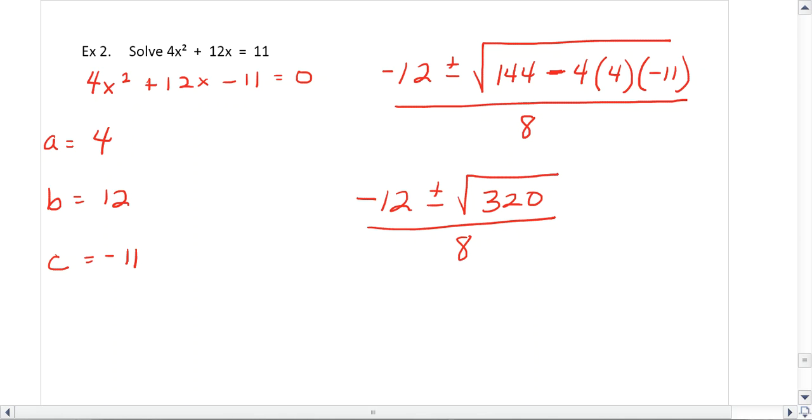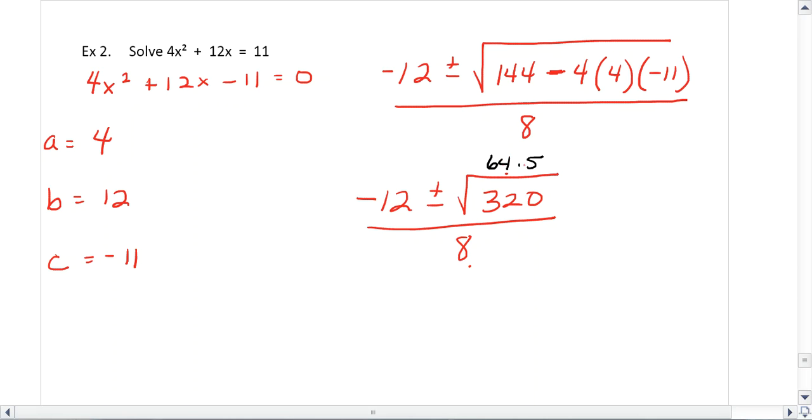Now I'm just going to give you a warning here. Don't start reducing this 12/8 yet. See how this is a term, and this is a term, and this is a term. This fraction has 3 terms. So if you're going to reduce it, it's all 3 terms or nothing. You reduce all 3 of them by the same factor, or you don't reduce at all. So be careful.